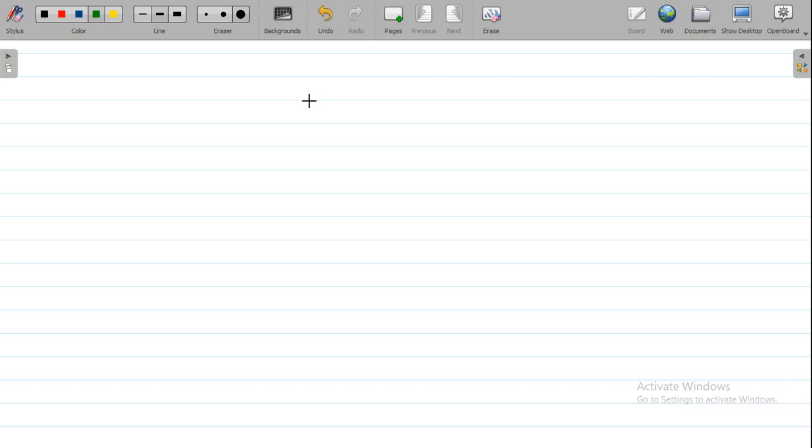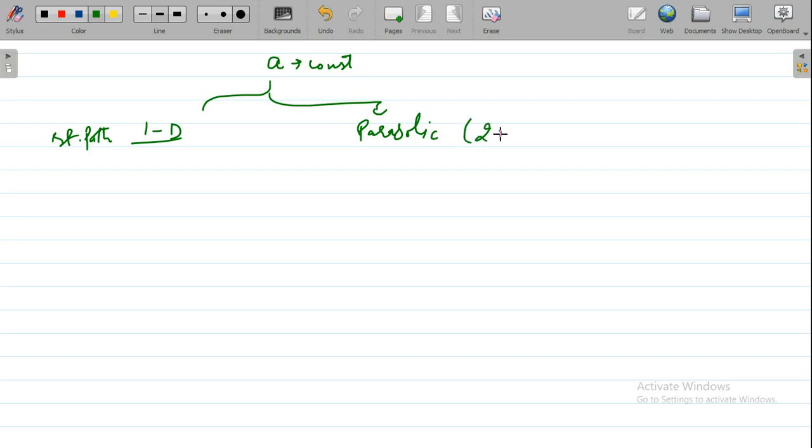In the previous lecture we discussed the motion of particles under constant acceleration. That means if the acceleration of the body is constant, then the body can have only two types of paths. That's one-dimensional motion, called a straight path, or the body can have a parabolic path, that's also called two-dimensional motion.